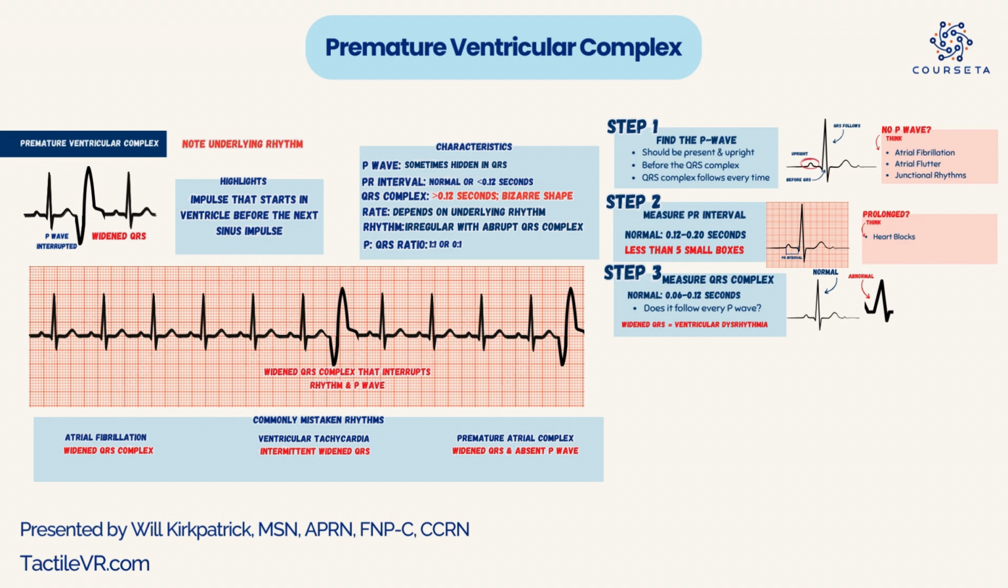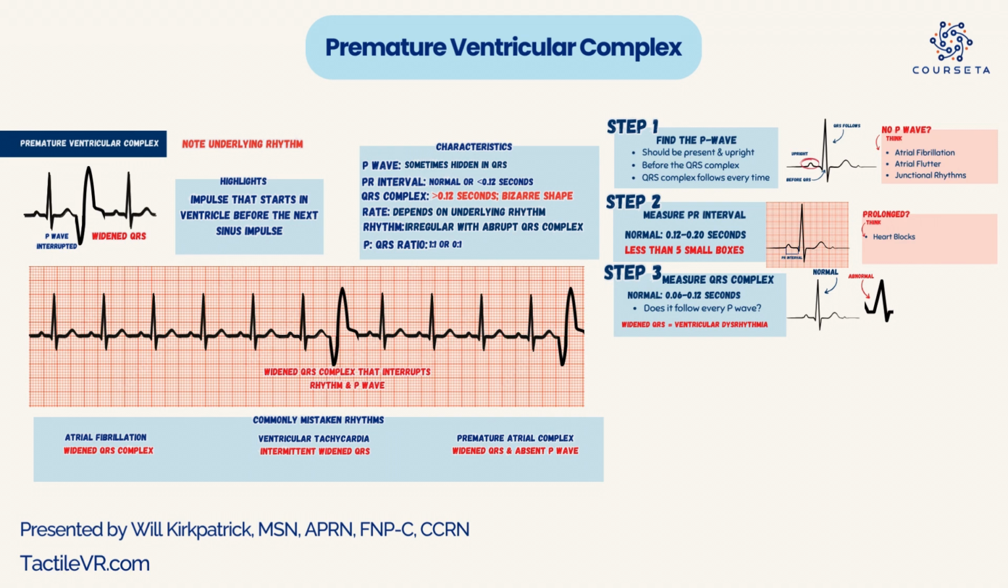As you can see in this rhythm, we have the underlying rhythm here. It looks regular. And then we randomly have this giant widened QRS complex that just interrupts the rhythm. This is the characteristic look of a premature ventricular complex. Now, most of the time in your EKG exams, the underlying rhythm will be part of the answer, and it's going to say with a PVC. So make sure that you interpret the actual underlying rhythm too, that way you can answer the question correctly.